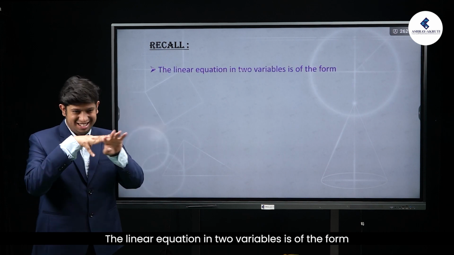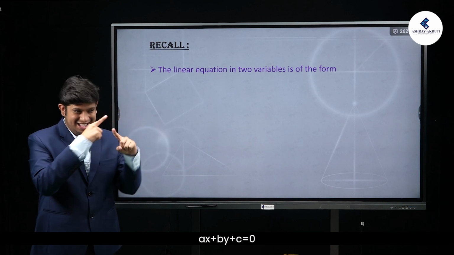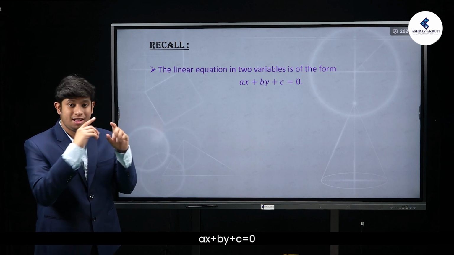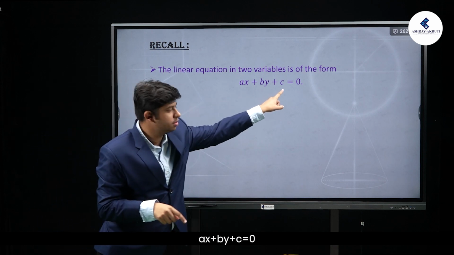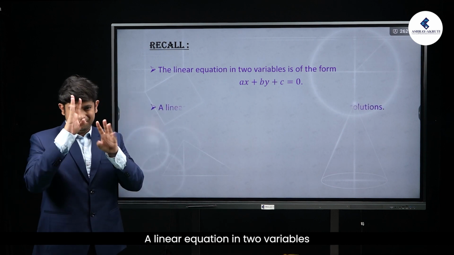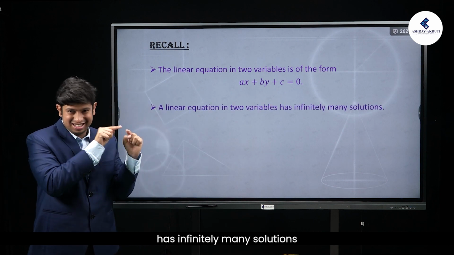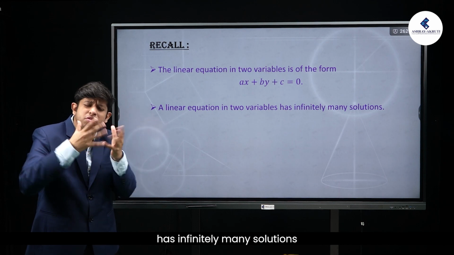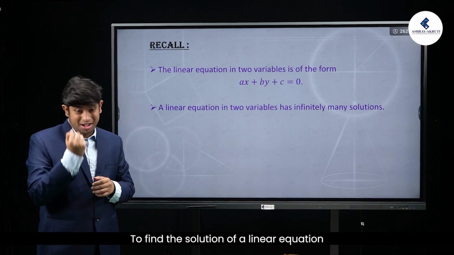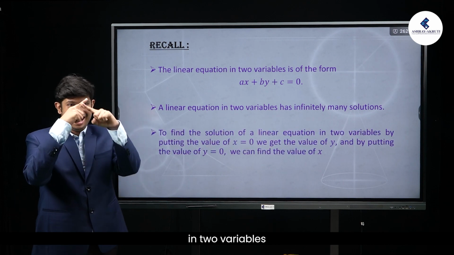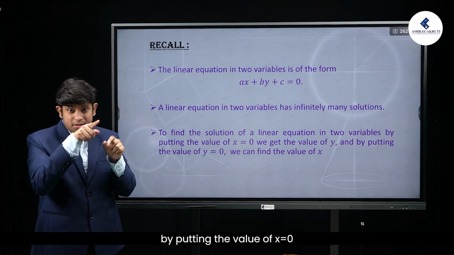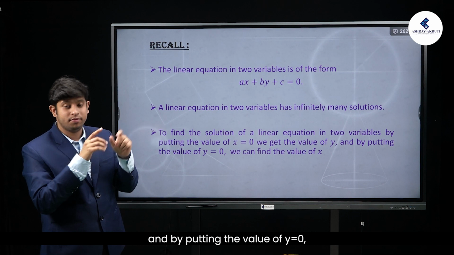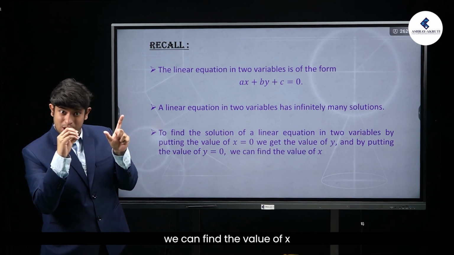The linear equation in two variables is of the form ax plus by plus c equal to 0. A linear equation in two variables has infinitely many solutions. To find the solution of a linear equation in two variables, by putting the value of x equal to 0, we get the value of y, and by putting the value of y equal to 0, we can find the value of x.